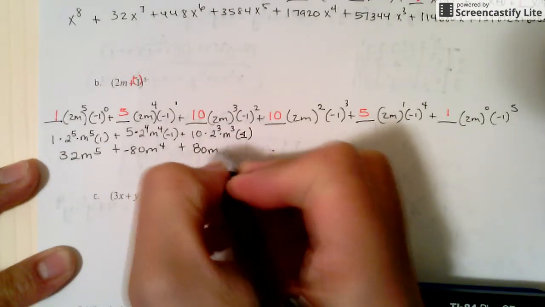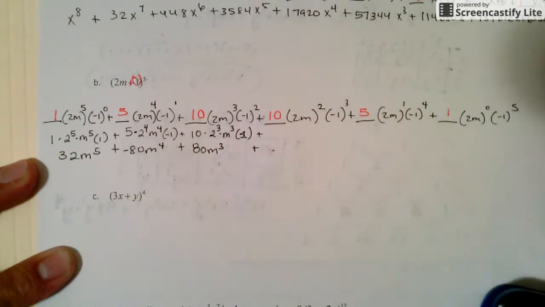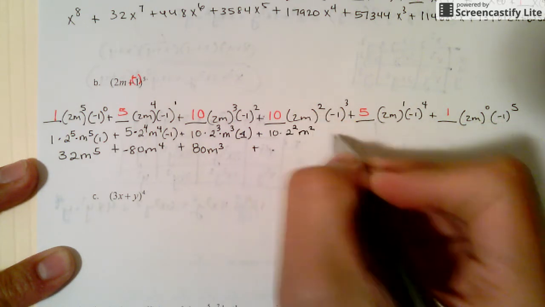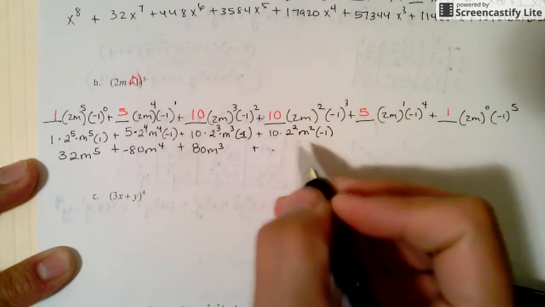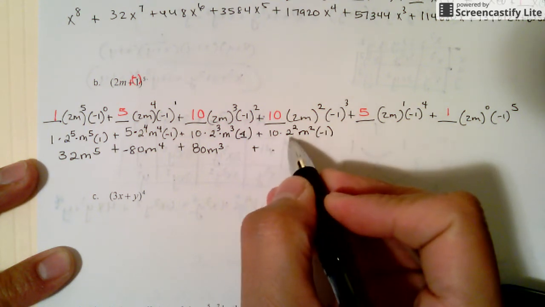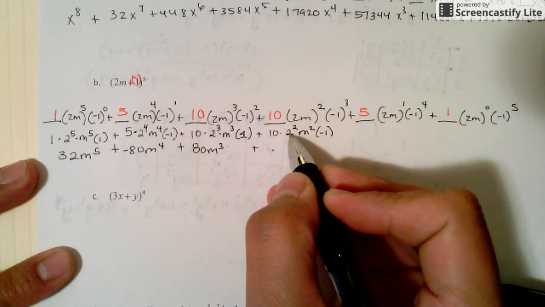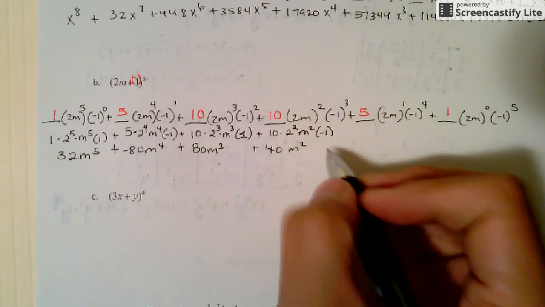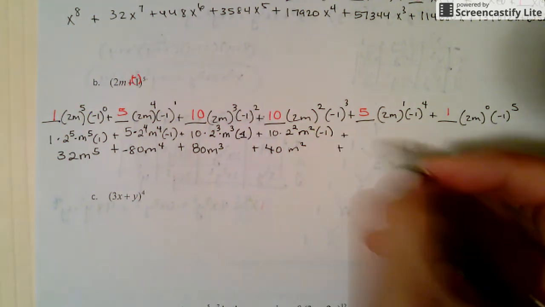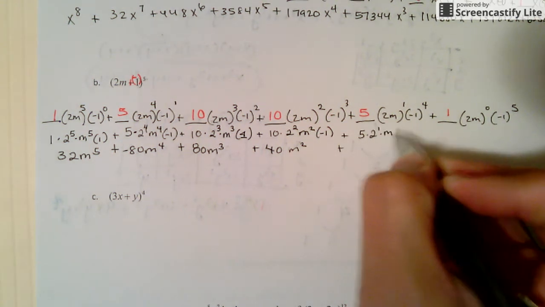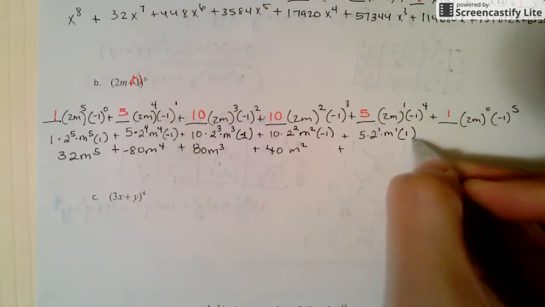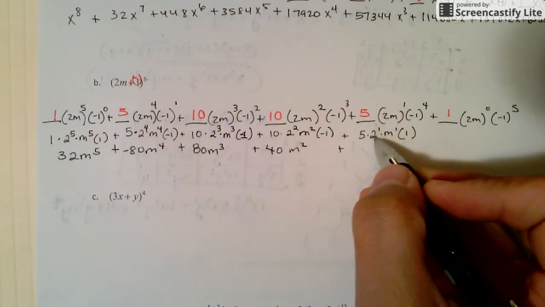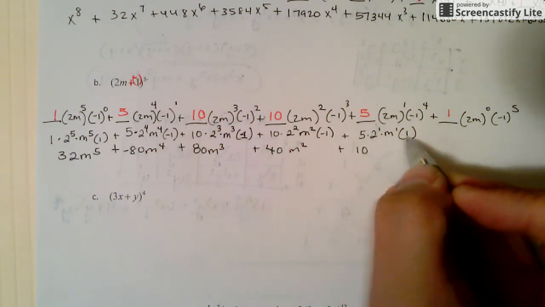So I get 80 positive. So this is 80m^3. The next piece, well, the next piece is 10 times 2 squared times m squared, and then negative 1 to the third power remains negative 1. So this is actually 10 times 2 squared. So you got to do the squares first. 2 squared is 4. 4 times 10 is 40. And then you have your m squared that's still there. This next piece, let's see, we have 5, and then we have 2 to the first power, m to the first power, and then negative 1 to the fourth power is positive 1 now. So that's just 5 times 2, which, well, first I would do 2 to the first power, that's 2. So 2 times 5 is just 10. And then I have a m that's left.